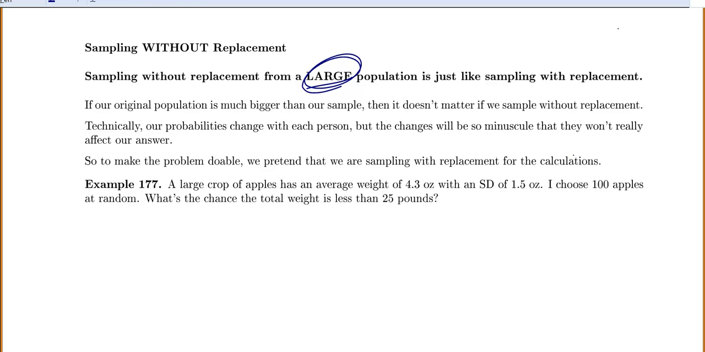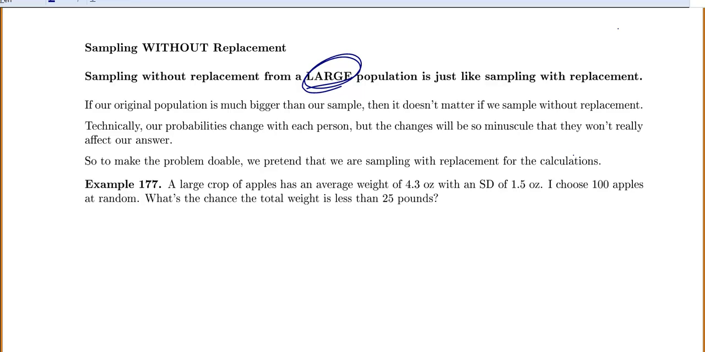So to make the problem actually doable, we pretend that we're sampling with replacement for the actual calculations. Now again, this only works if we're coming from a very large population where there's so many people that it doesn't really matter if you've taken one out already.